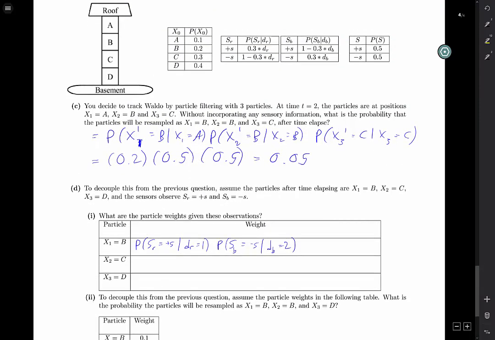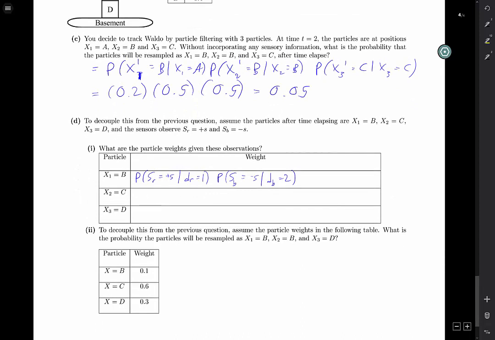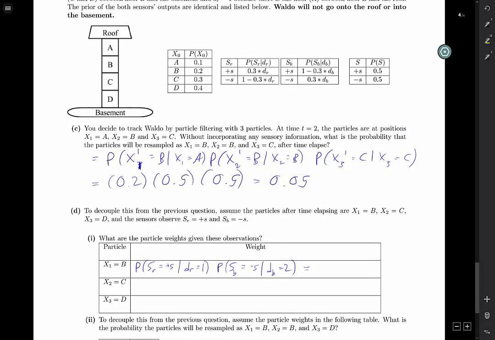So now we can look at our models up here, for roof and for basement. If we plug in dr equals 1 and dB equals 2, we get the values and multiply them together. Well, we can plug this in more directly. Given that dr equals 1 and plus S, it's going to be 0.3. And for the basement, given 2 and minus S, that'll be 0.6. So that equals 0.18.